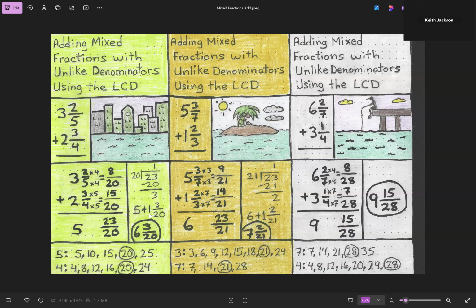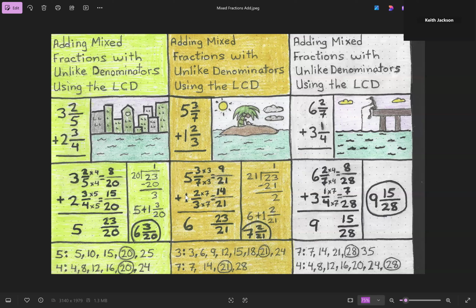And so we have our whole number, which is 1. And we have our remainder right here as our numerator. And we're going to keep 20 as our denominator. And so we have 5 plus 1 and 3/20. And now that's pretty easy because we're just going to add 5 to 1. 5 plus 1 will give us 6. We just keep the fraction, 6 and 3/20 right here.